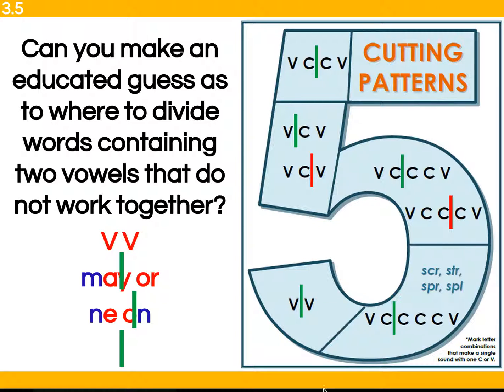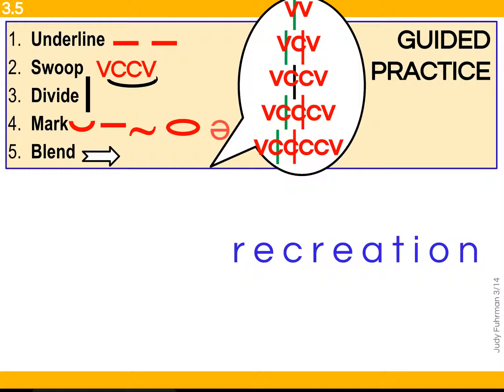Now, I know our lines are off here, so we're going to be cutting in between that VV. So in mayor, we're going to be cutting in between the Y and the O. And in neon, we're going to be cutting in between that E and the O. So looking at this first word, we're going to be underlining, swooping, dividing, marking, and then blending the word.